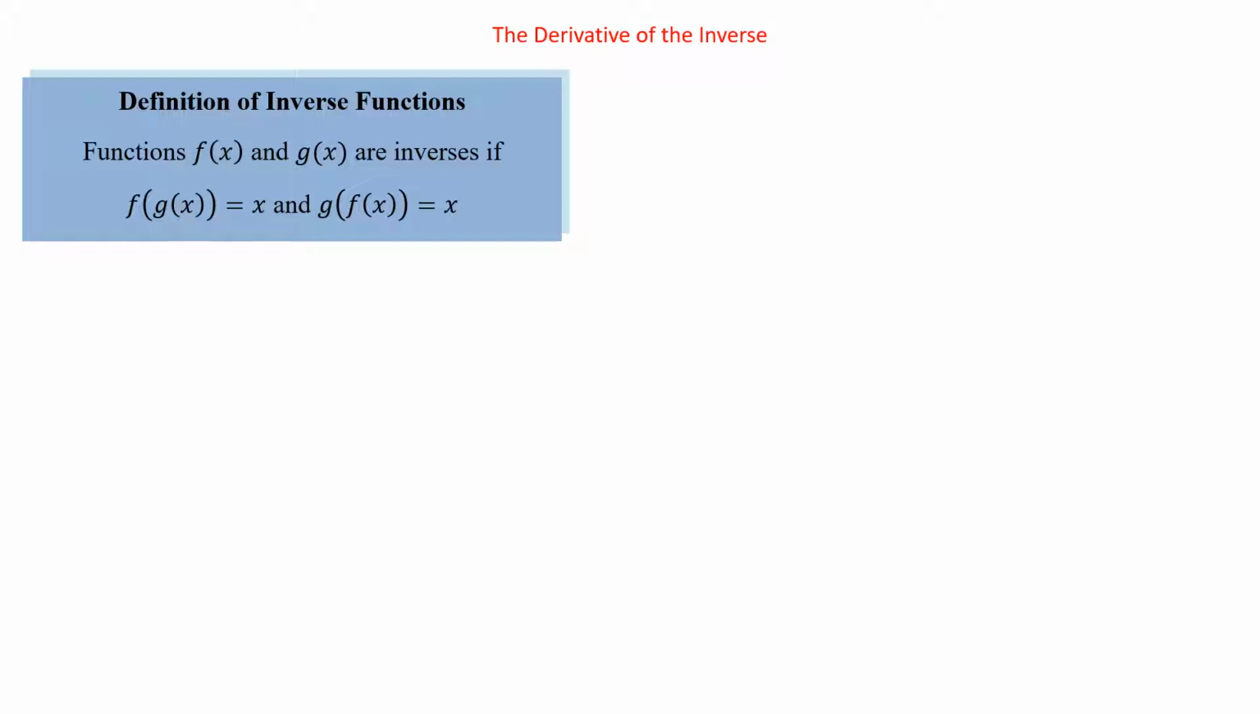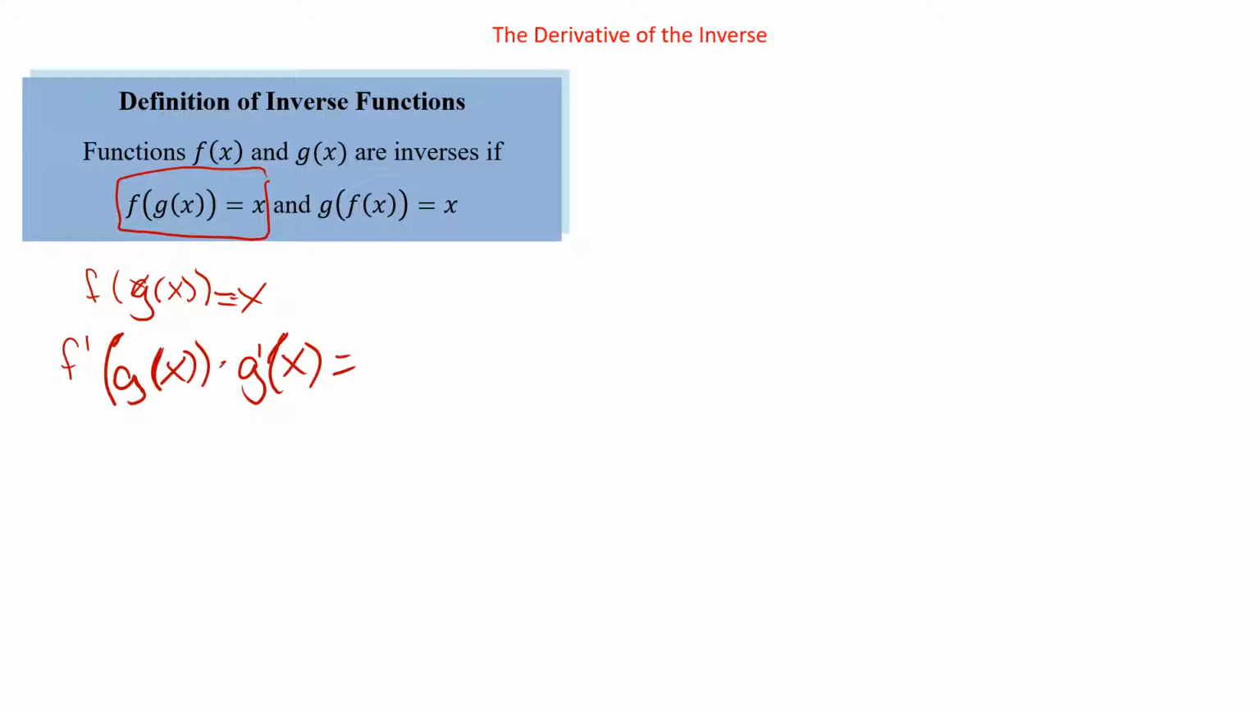So we can find the derivative using this, and we're going to use this formula. The other one is going to work out exactly the same. It's no different, but we're going to use this one. So if we start out with f of g of x equals x, we can find the derivative of both sides. For the left side here, we're going to use the chain rule. That's going to be f prime of g of x times g prime of x. And then that equals the derivative of x, which is 1.